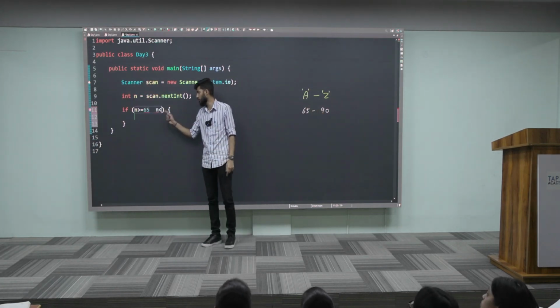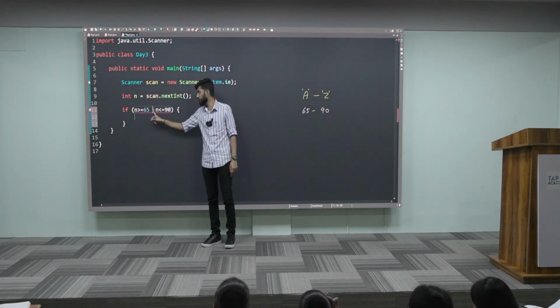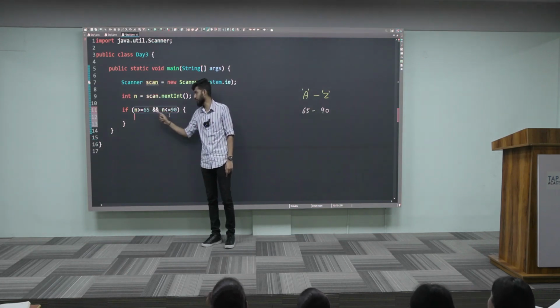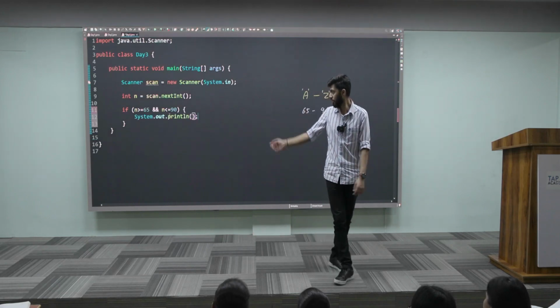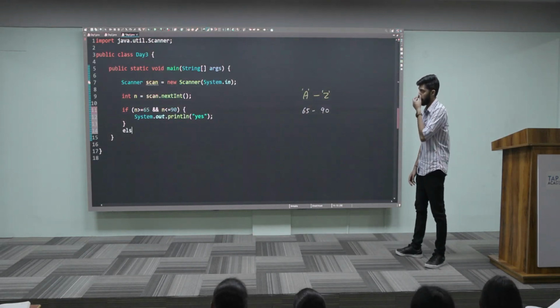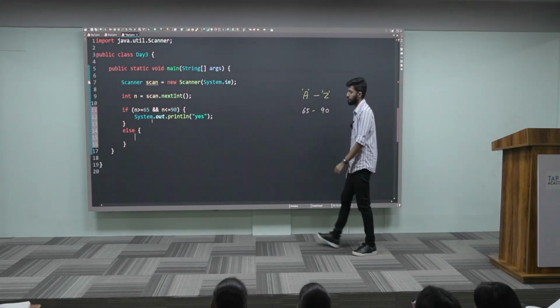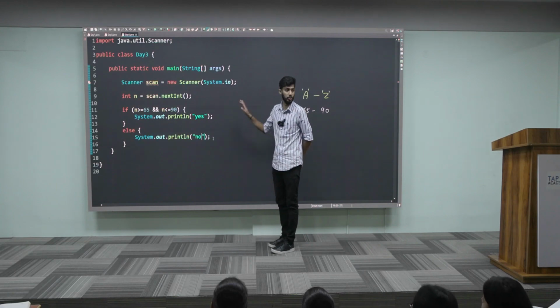Should you satisfy both the conditions or only one condition? Both of these conditions means which operator? AND operator. So I'll put the AND operator. If this condition is true, we need to print yes, otherwise you need to print no. So I'll just print yes over here. And in the else part we will print no. Is it clear to everyone?